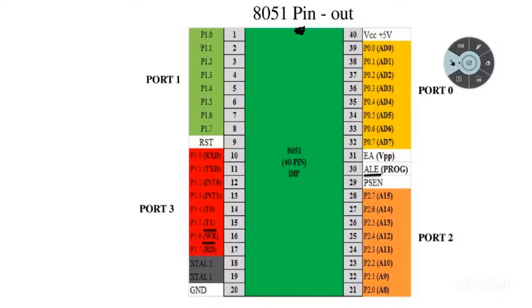And the random access memory is 128 bytes only. Okay. If you are having more read-only memory, then we can store a large amount of data in that. If you are having more random access memory, then what is the use of more random access memory?